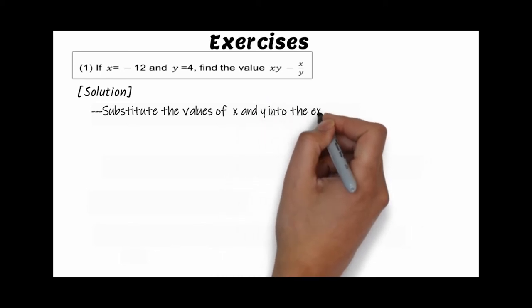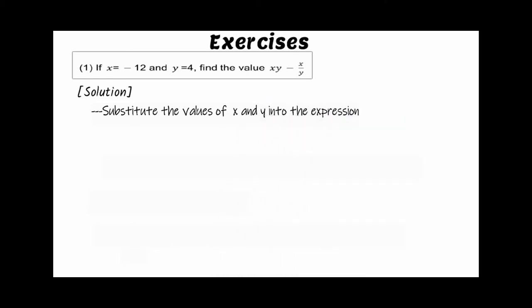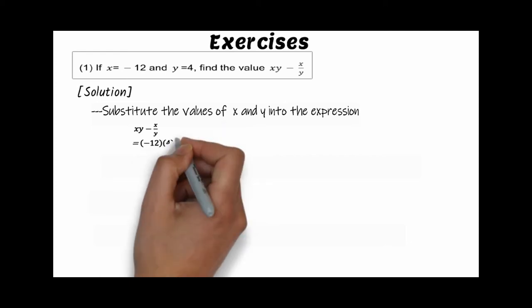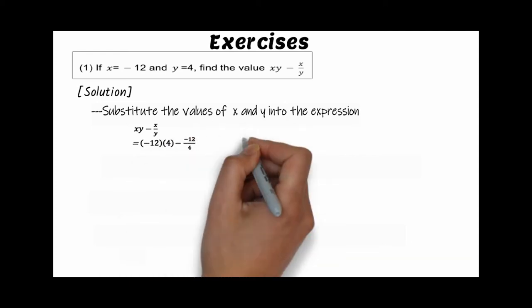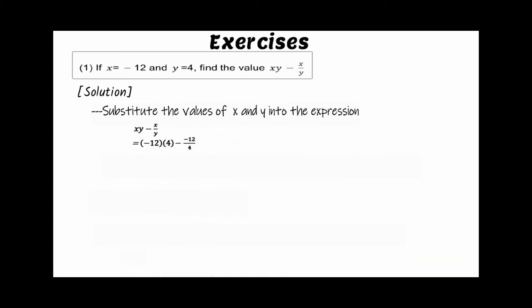Okay? So for x times y, after the substitution, it becomes -12 times 4, followed by a minus sign. Then for x over y, after the substitution, it becomes -12 over 4. Okay? So take a look at this expression here. One thing you'll notice is that it has a lot of operations involving negative numbers, so we need to be on the extra lookout for it.